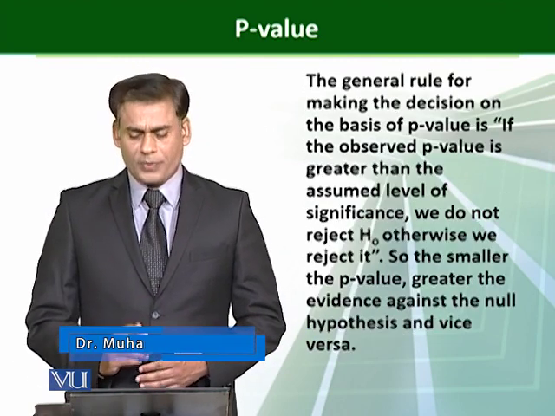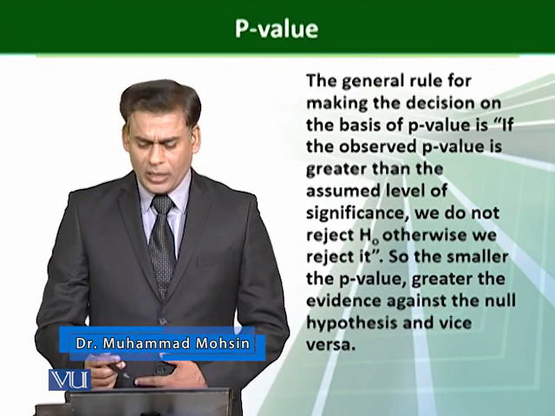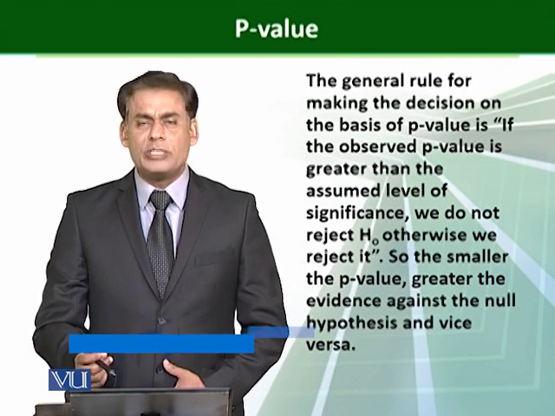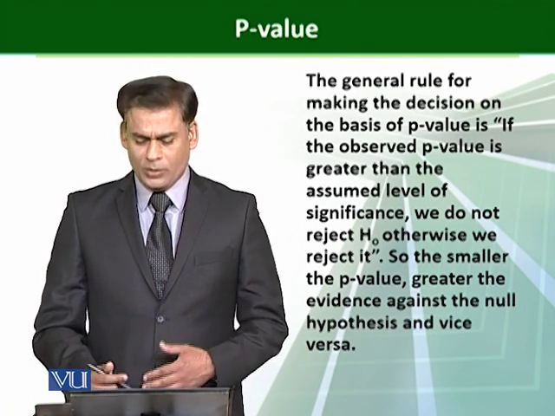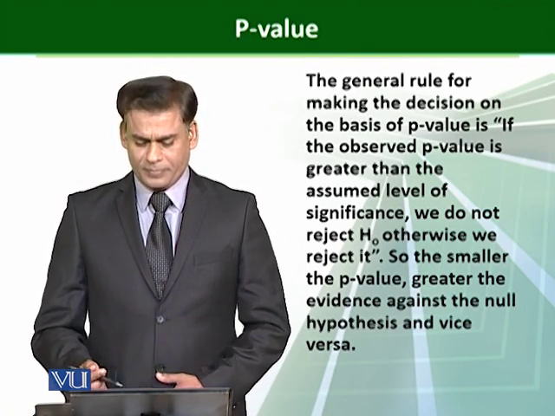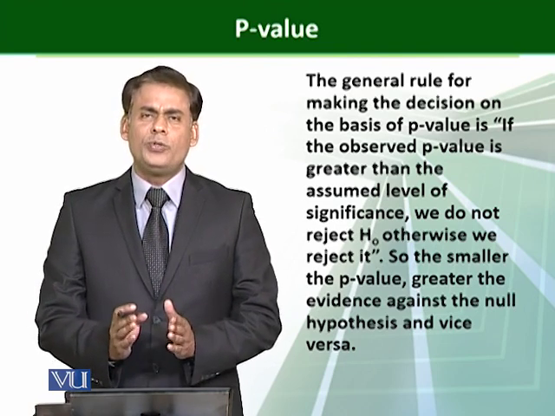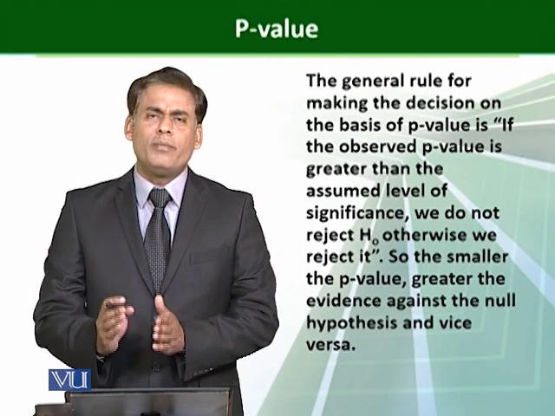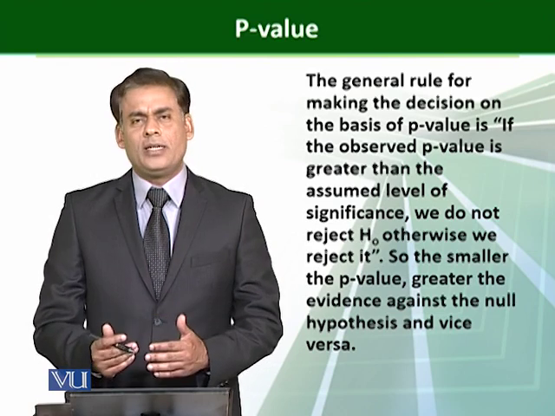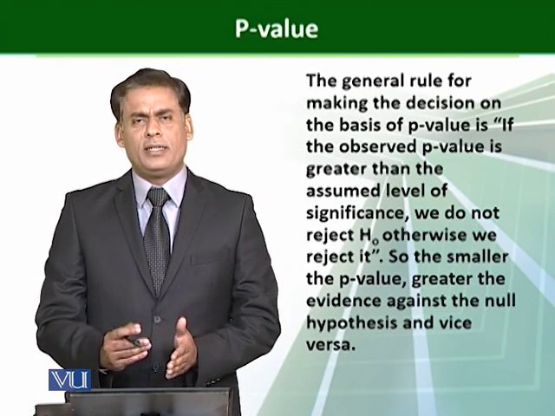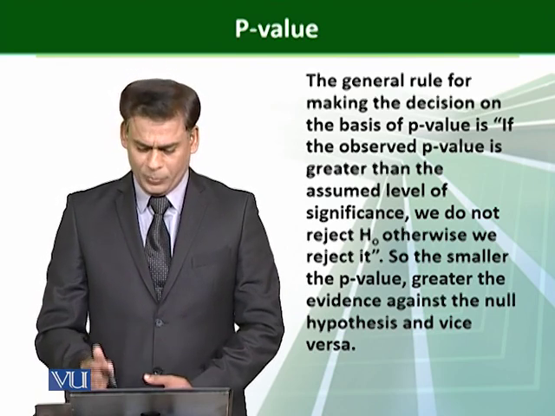The general rule for making the decision on the basis of the P-value is that if the observed P-value is greater than the assumed level of significance, we do not reject H0. Otherwise, we reject it. So basically, if our observed P-value is greater than our level of significance alpha, then we are going to accept H0. Otherwise, we reject it. Basically, that is the general rule of making a decision on the basis of the P-value.